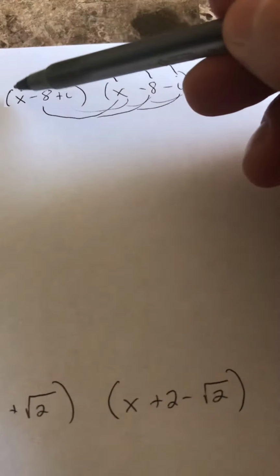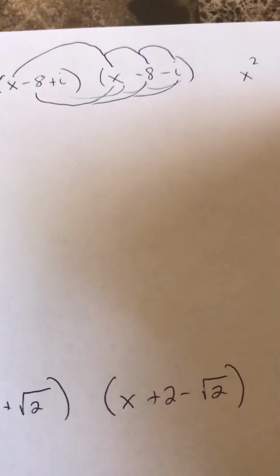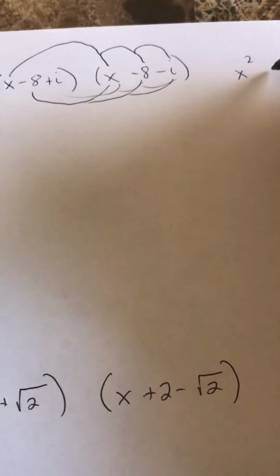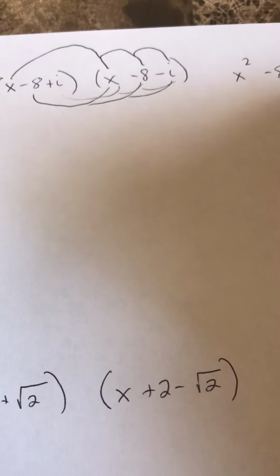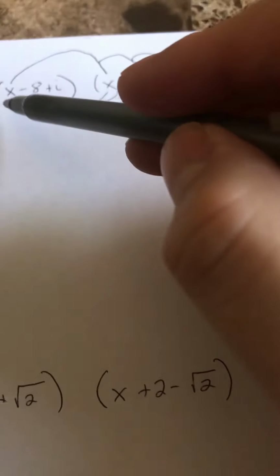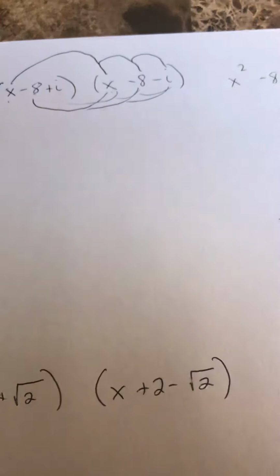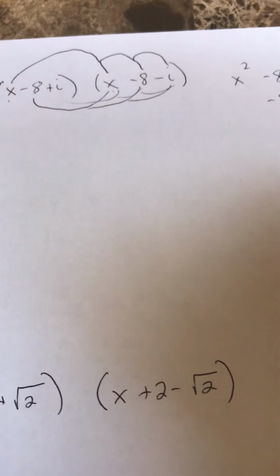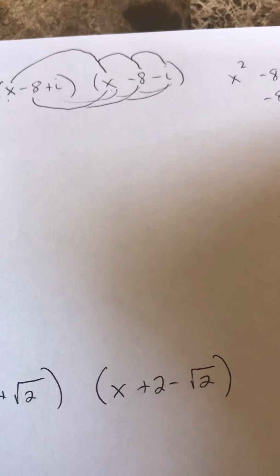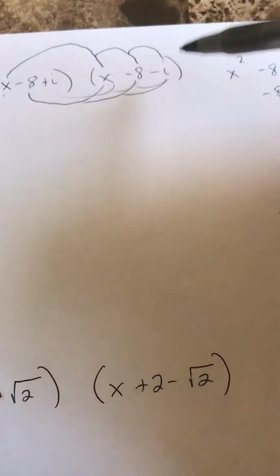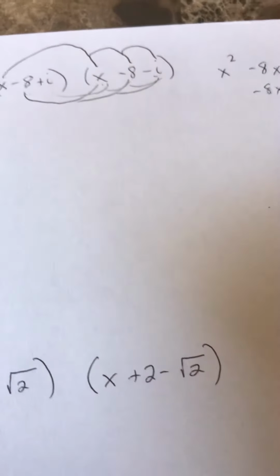So if I do it with the x, x times x is going to give me an x squared. x times the negative 8, x times the negative i. So there's what happens when I distribute this x. So now I'm going to distribute this minus 8. So minus 8 times x gives me another one. Negative 8 times negative 8. And then negative 8 times a negative i becomes a plus 8i.